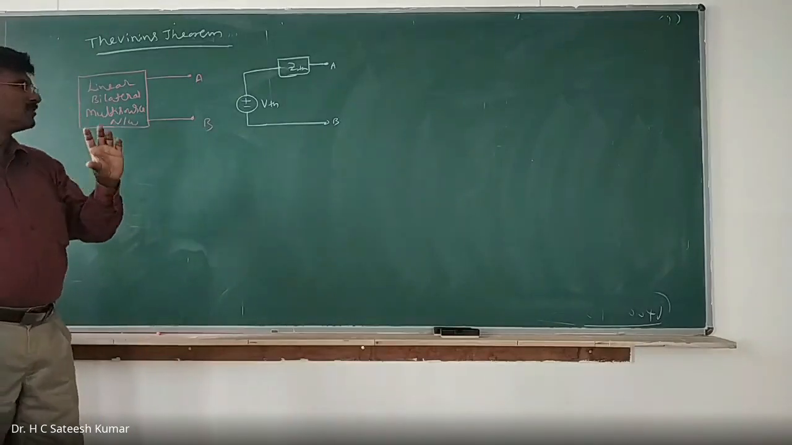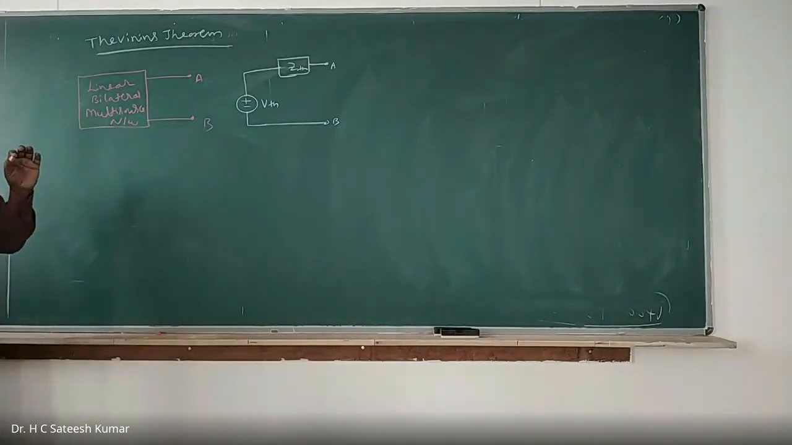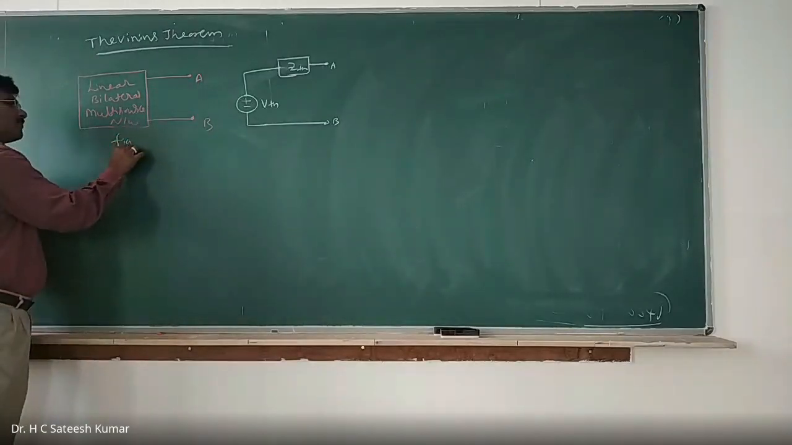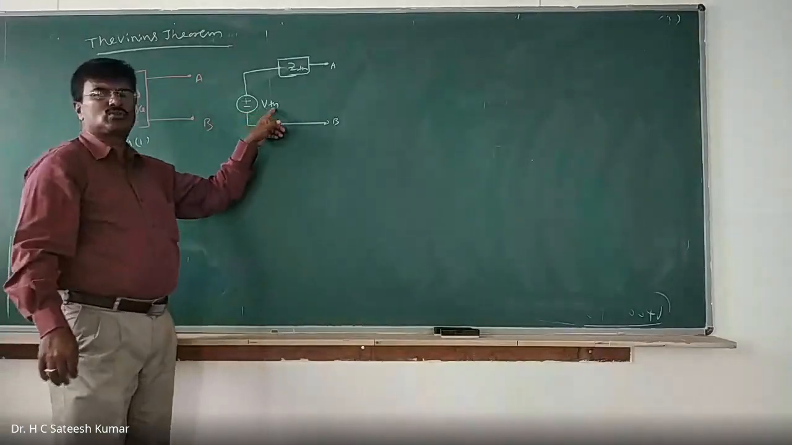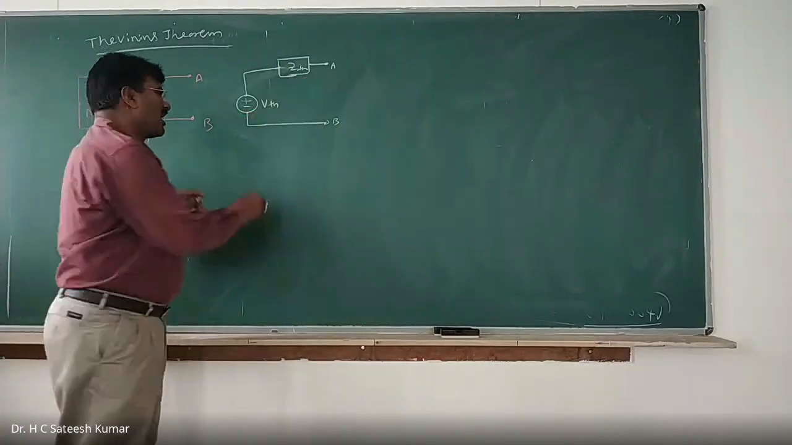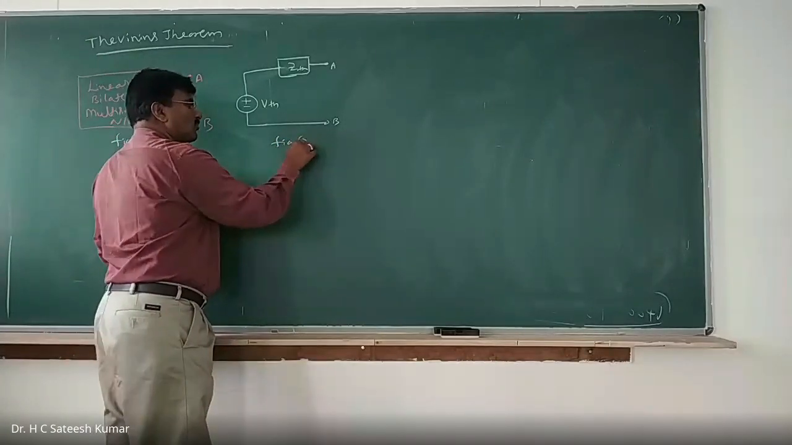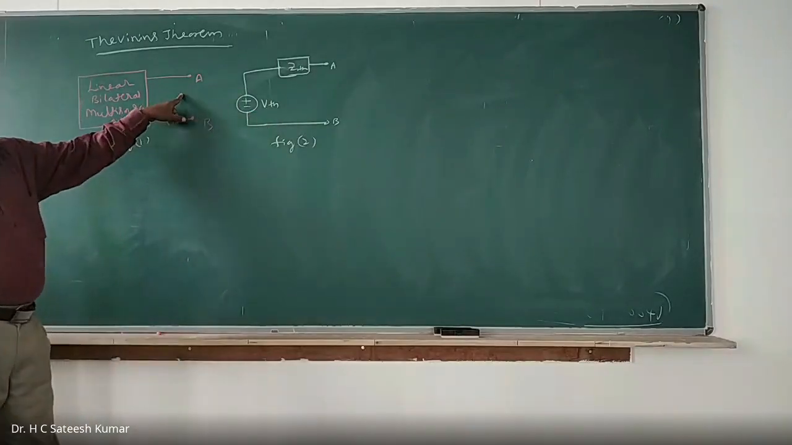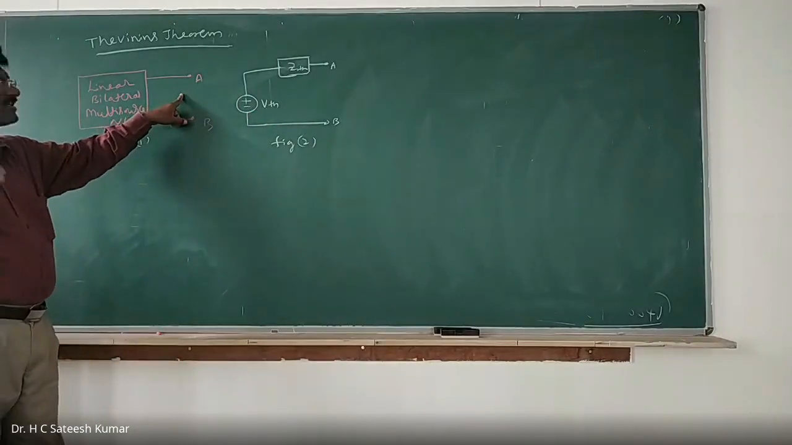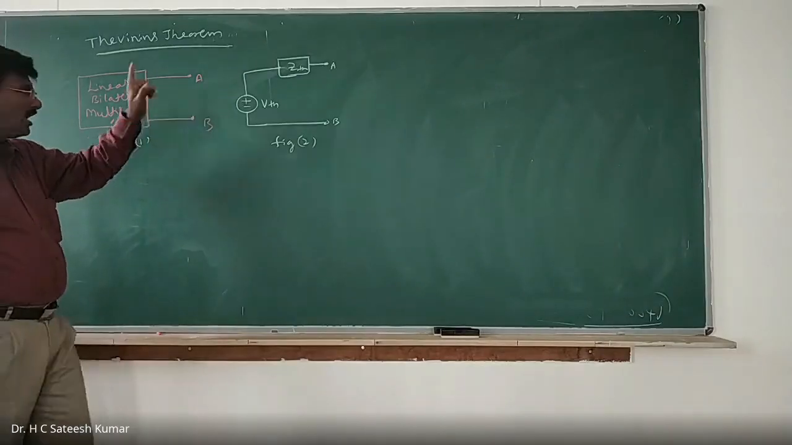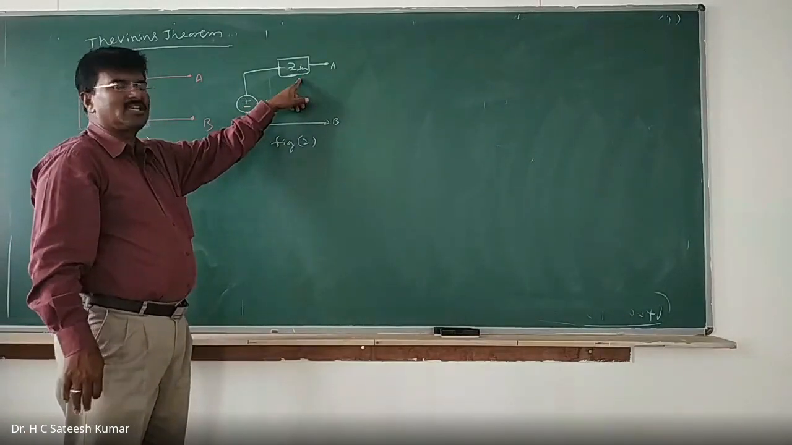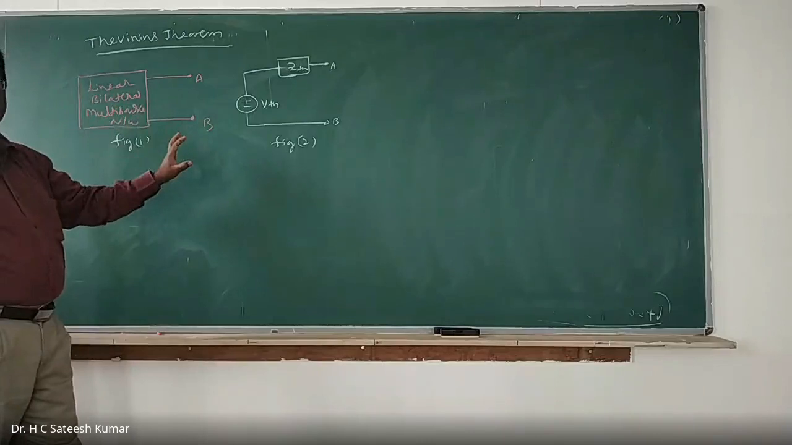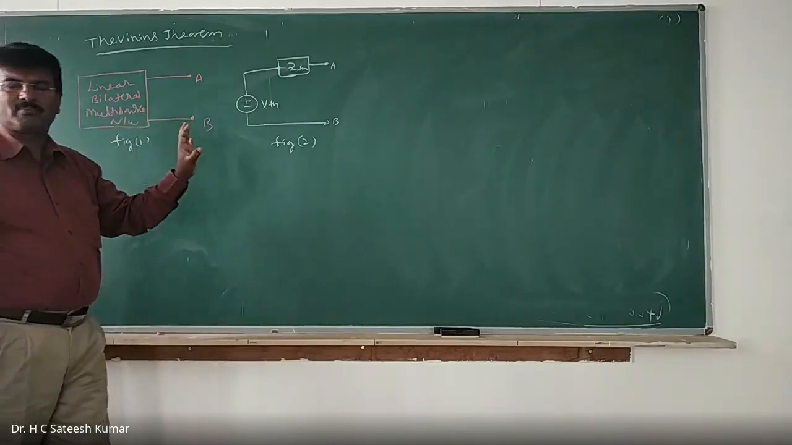Observe carefully this statement. Any linear bilateral multi-source network with terminals AB as shown in the figure 1 can be replaced by a voltage source VTH in series with an impedance ZTH as shown in the figure 2, where VTH is known as the Thevenin's voltage, which is the open circuit voltage seen from the load terminals, keeping all sources active or on position. And ZTH is the impedance seen from the terminals AB, keeping all sources zero. Voltage sources are made zero by short circuiting, and current sources are made zero by open circuiting.